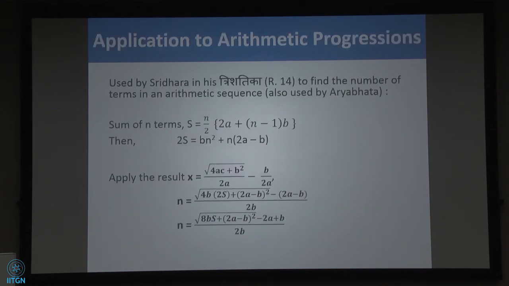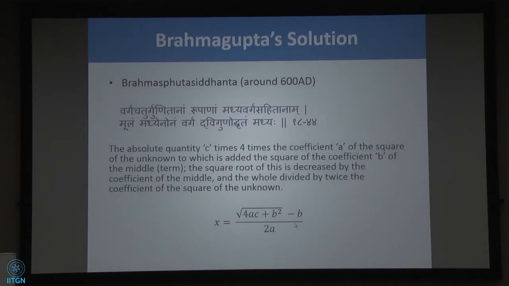Sridhara uses this in his Trishatika to find the number of terms in an arithmetic sequence, starting with this well-known formula for the sum of n terms, which is a quadratic equation. We apply that earlier result, and this is what he comes up with to find out the number of terms in the sequence. Just as a contrast, I also have included Brahmagupta's solution. This is earlier to Sridhara. And here you can see that Brahmagupta only states what the formula is. He doesn't actually tell you how to derive it. He just tells you this is what you do if you want to find the solution.